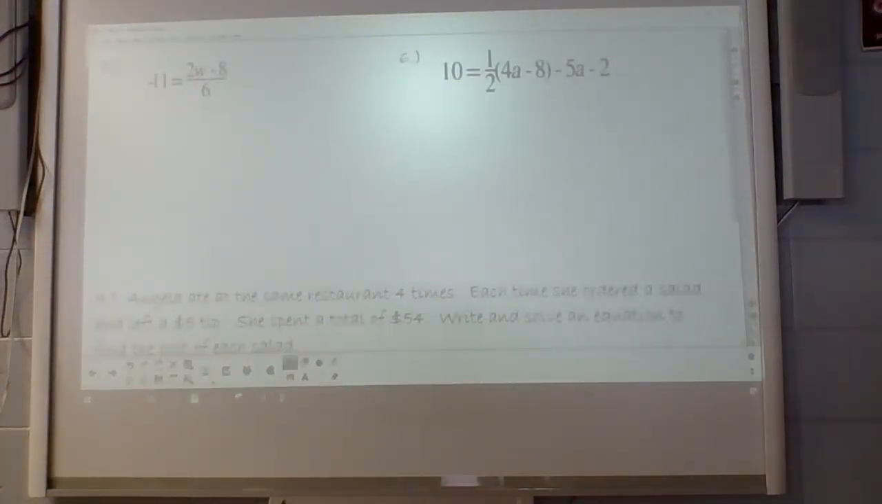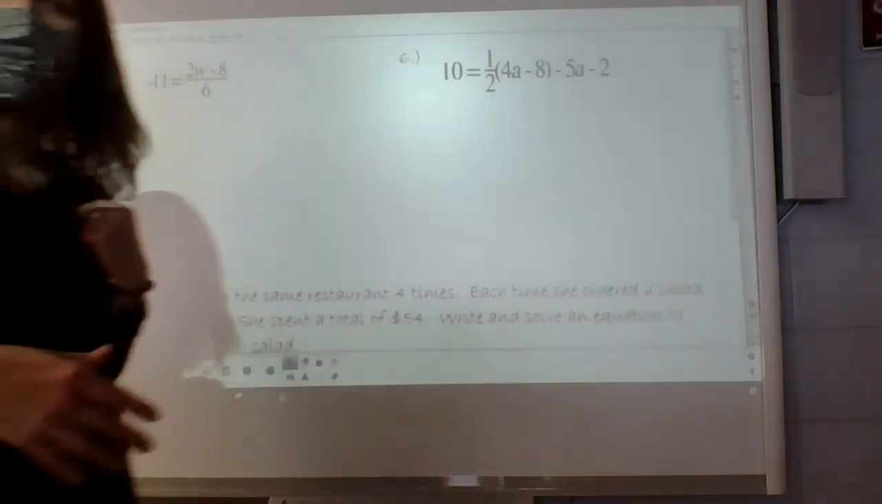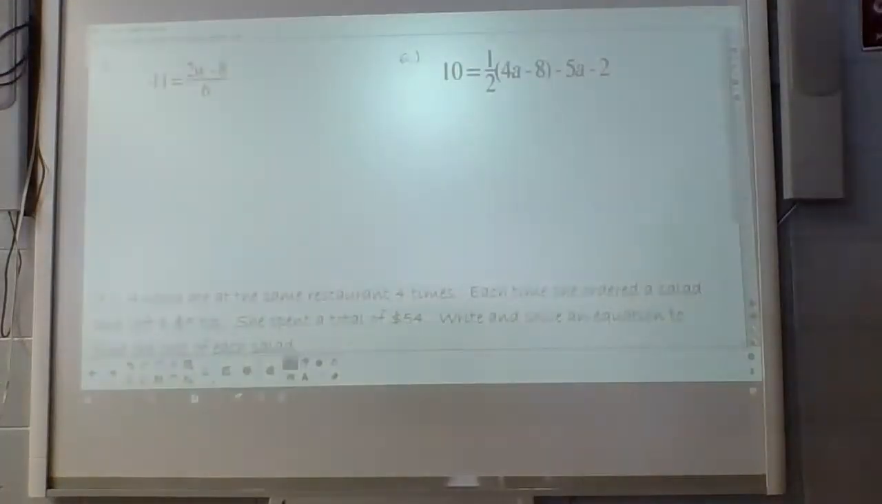However, then you have 2 fractions or 2 decimals. Is there another option to not have to deal with fractions or decimals in this case? Does anyone have another idea? Yeah. Multiply both sides by 6. Yeah, let's get rid of that 6.